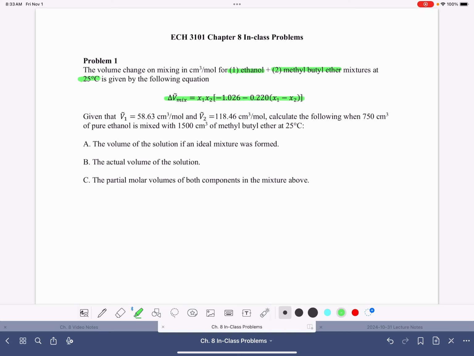We're told that the pure molar volume of species 1 is this, and the pure molar volume of species 2 is this, and that when we make this mixture, we combine 750 centimeters cubed of pure ethanol with 1500 centimeters cubed of methyl butyl ether. And so for this mixture, what we want to calculate is what would the volume of the mixture be if the mixture formed an ideal solution, what is the actual volume of the mixture, and then what are the partial molar volumes of both components in the mixture above.